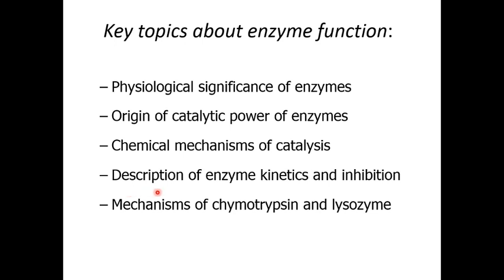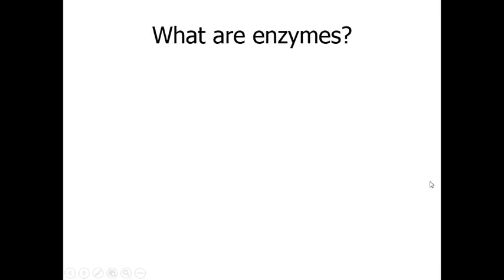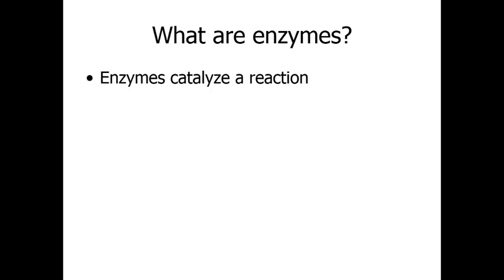Then we will look at the description of enzyme kinetics and enzyme inhibition. Finally, we will finish this chapter by looking at mechanisms of chymotrypsin and lysozyme, two different enzymes. So, what are enzymes? Enzymes catalyze a reaction. Typically, in the body, enzymes are used to catalyze chemical reactions.